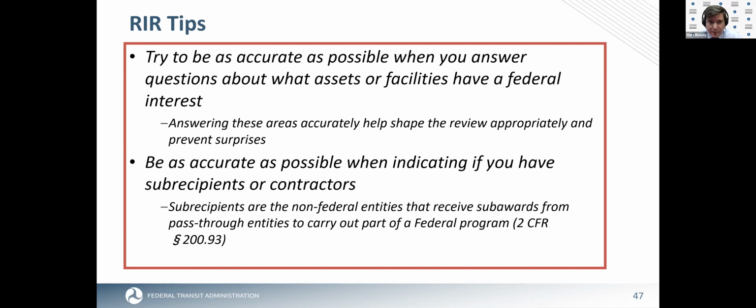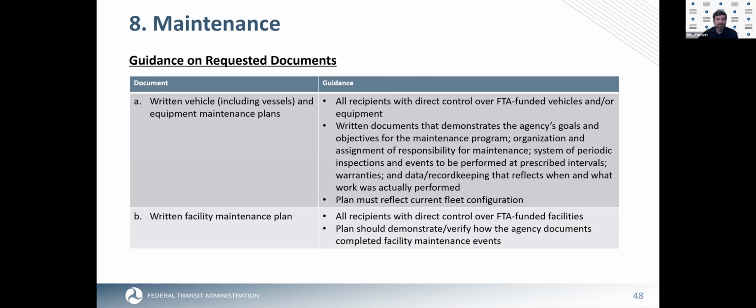They're in every single one of the 23 sections, basically. Well, maybe not the last one, but most of the sections have a sub-recipient oversight component. And so if you can determine early on that you do or do not have sub-recipients, then that helps everyone in scoping the review. Absolutely.